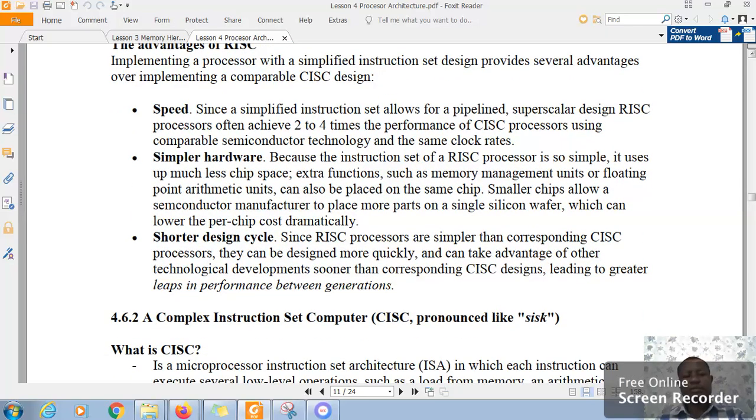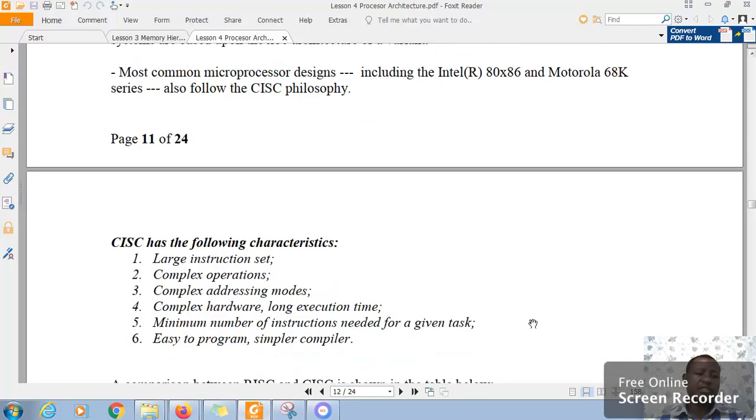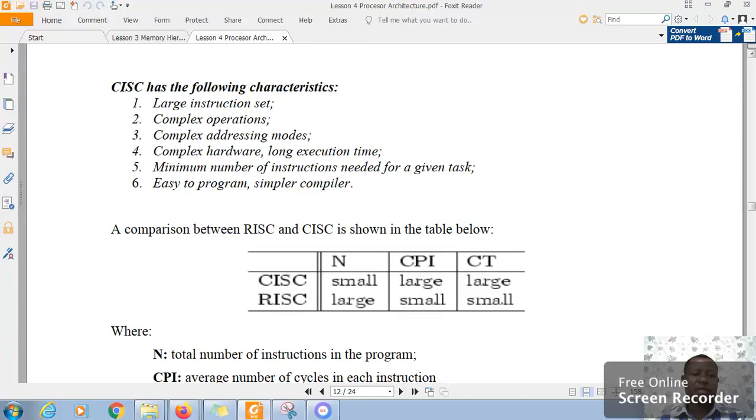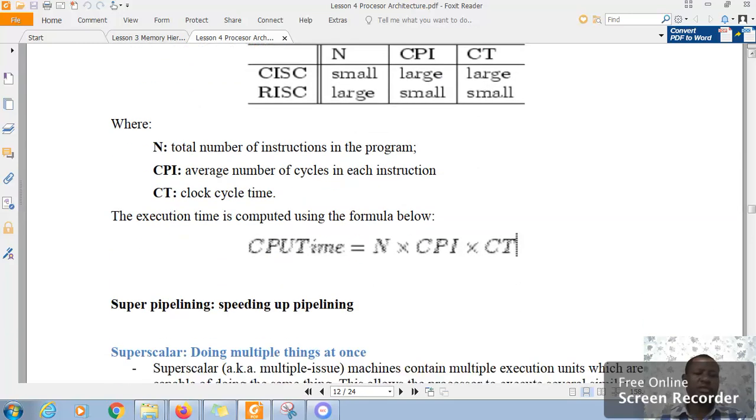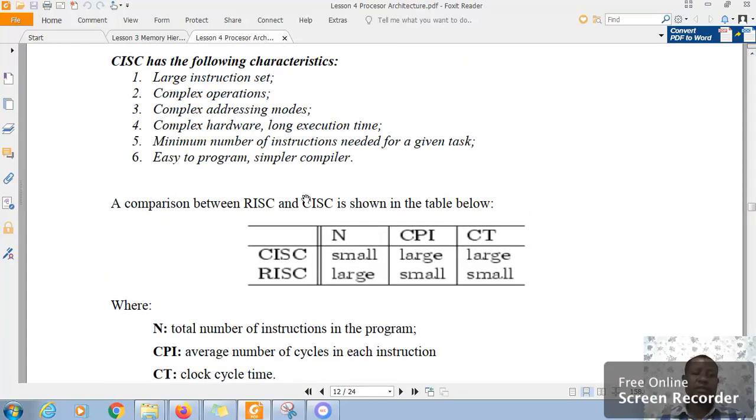Now, if we compare that with complex instruction set architecture, we'll discover that this complex instruction set architecture has a large instruction set, complex operations, complex addressing modes, complex hardware, long execution time, minimum number of instructions needed for a given task, and easy to program or simpler compiler. Unfortunately, this is what most of the computers we use today have, CISC instead of RISC. And of course, you can see from that comparison that CISC has a small number of instructions, but large cycles per instruction and larger clock time than RISC. So it will be a temptation that we would go for RISC instead of CISC.